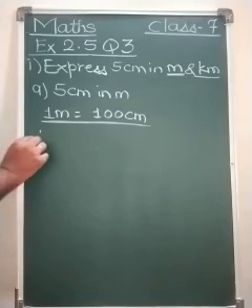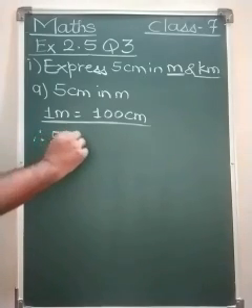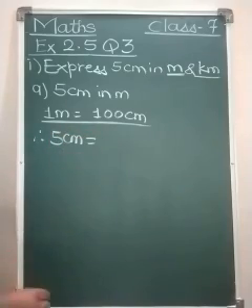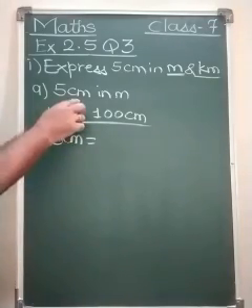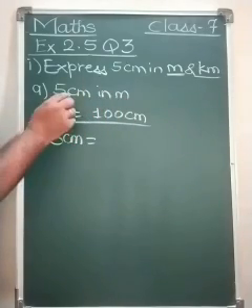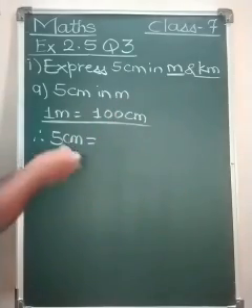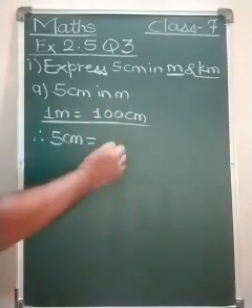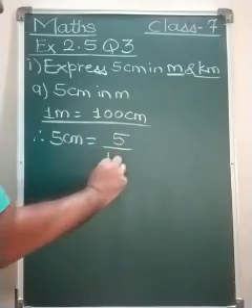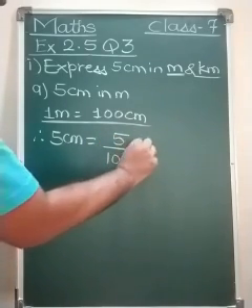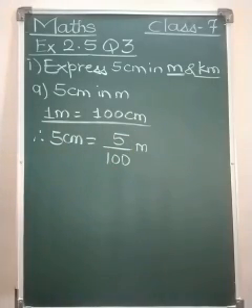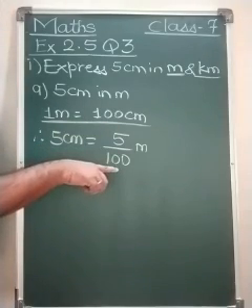So therefore 5 centimeters equals, now here centimeters are to be converted into meters. We are going from small to big. Small to big we have to divide. So 5 centimeters equals 5 upon 100 meters. Got it? What we have done? We have divided by 100 here.